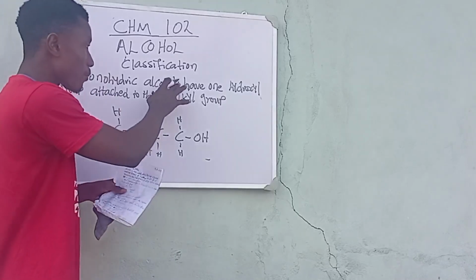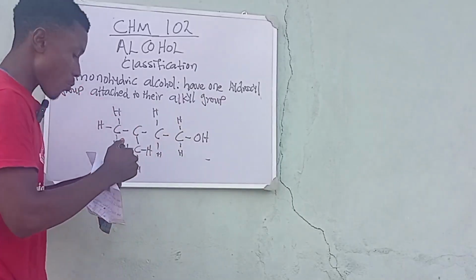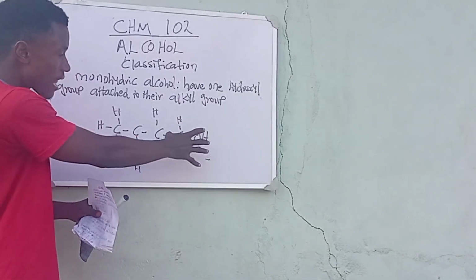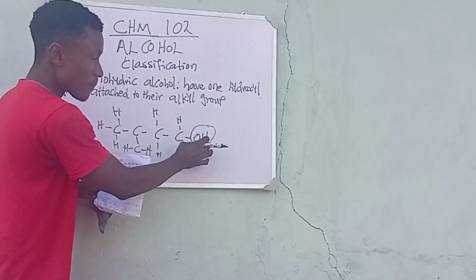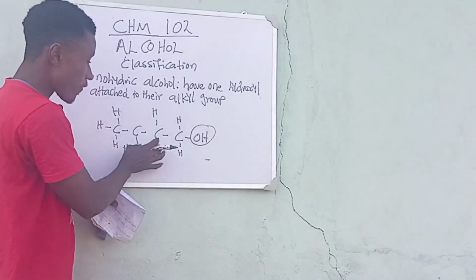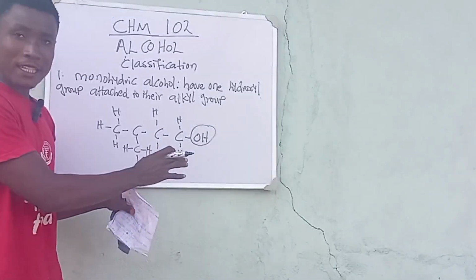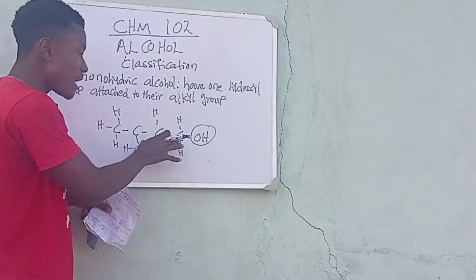Now this is a perfect example of a monohydric alcohol. They have one hydroxy group attached to their alkyl group. When you see something like this, you see that the hydroxy group, which is the OH, is just represented once. The OH is not 2. We have just 1 OH.